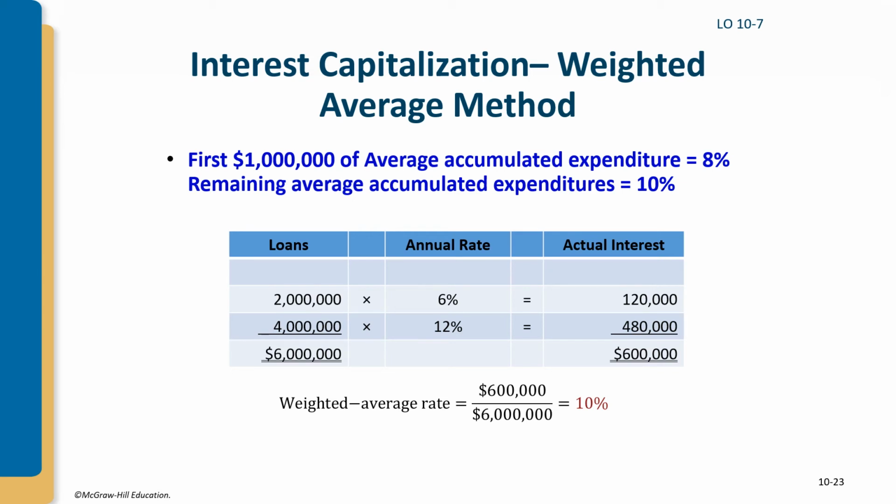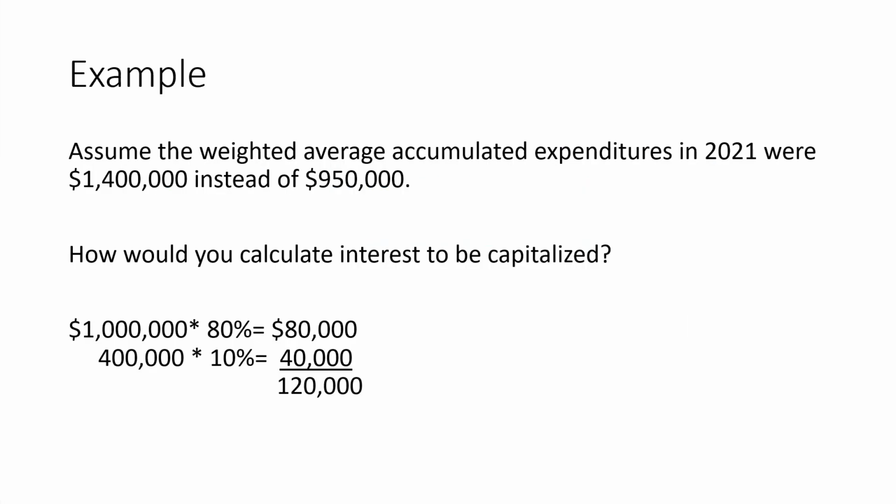What if our weighted average expenditures came out to be $1,400,000? Well, we need to calculate the amount of interest. I'm going to put another slide in. Okay, I'm back. Doesn't seem like I was gone, but I was. So what I did was I created a slide. Let's say in our example that we were just looking at, 2021, the weighted average accumulated expenditures ended up being 1.4 million instead of 950,000. How would we calculate interest to be capitalized?